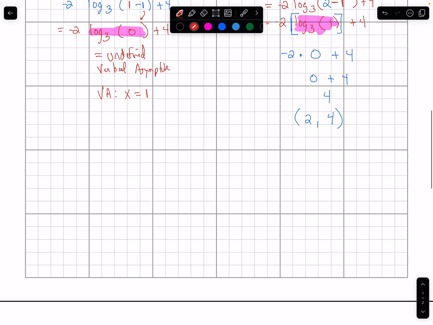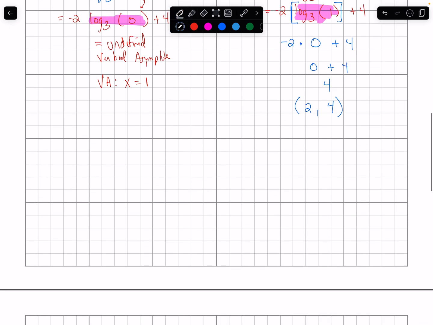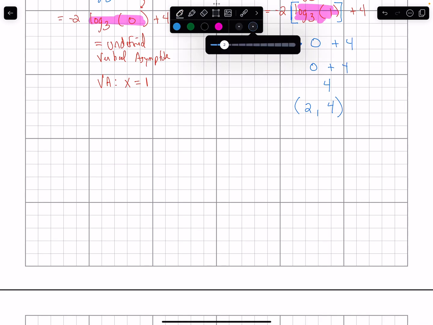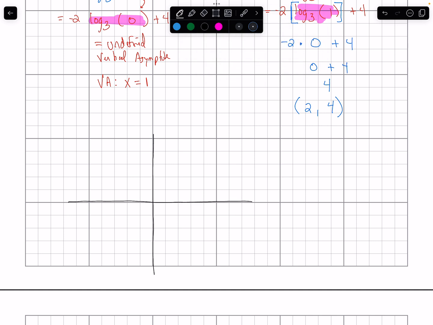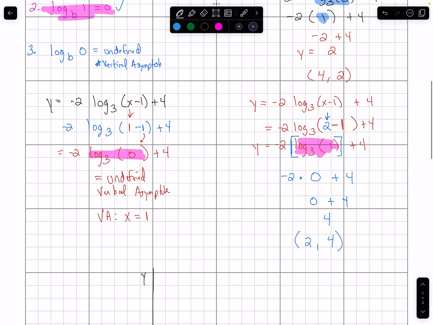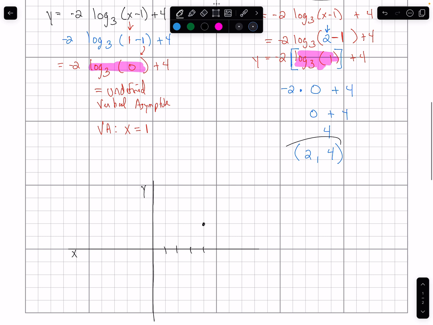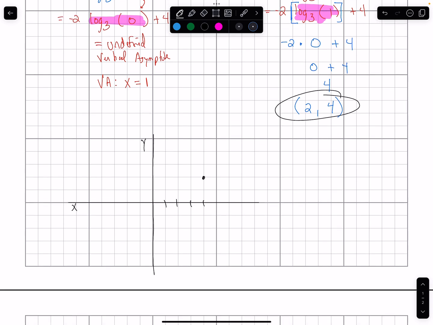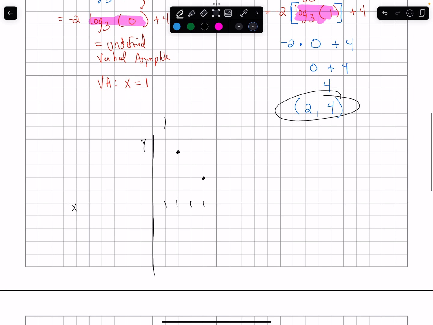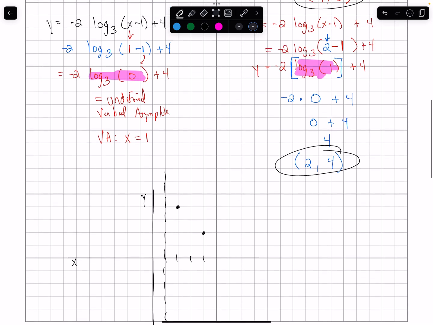All right, so let's put a couple of these things together. So here's my graph. Here's x, here's y. First coordinate we have is (4, 2). So 1, 2, 3, 4, 2. The next coordinate we have is (2, 4). 1, 2, 1, 2, 3, 4. And a vertical asymptote at x equals 1. Okay, so right now you have those two coordinates.